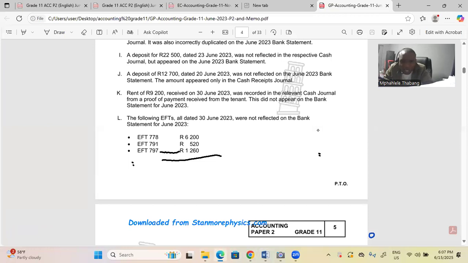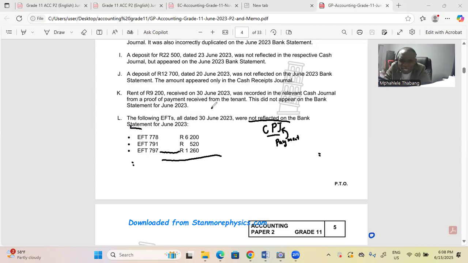Back to the question. Now we are going to L. The following EFTs, all dated 30 June 2023, were not reflected on the bank statement. These are the outstanding payments. Surely these EFTs, we did record them in CPJ. This is an electronic fund transfer. We did record them in CPJ because the business is making payment. The business is paying. It is using an EFT to make a payment. All payments of the business must be recorded in CPJ. So I believe these EFTs have been recorded in CPJ, but they are saying they are not yet reflected on the bank statement. They don't yet appear on the bank statement.